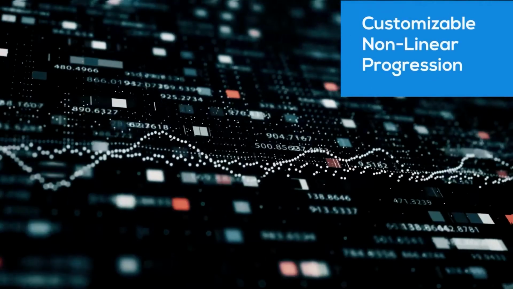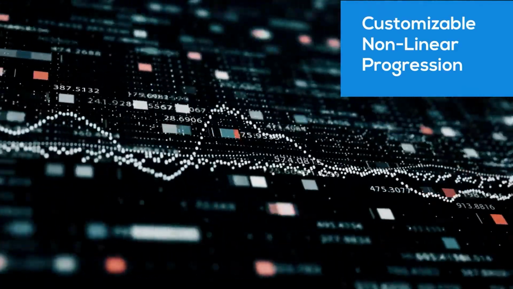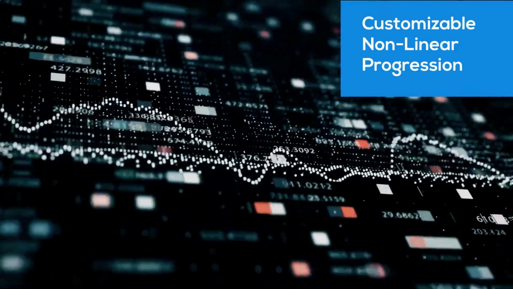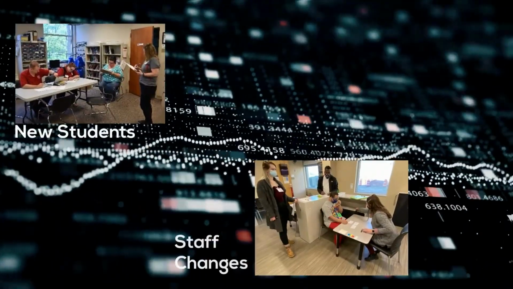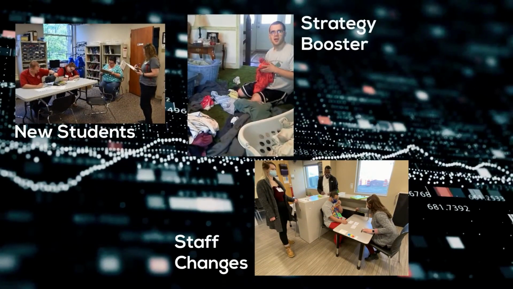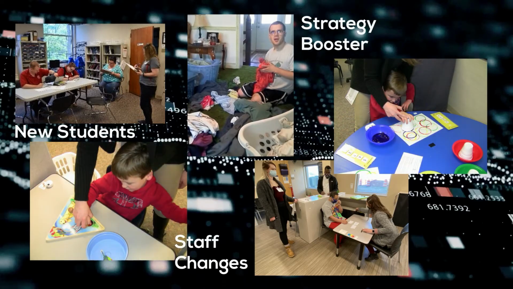However, the progression between units is not linear, and can go back and forth as conditions change. For example, if new students are added to a classroom, staff members change, or certain skills or strategies lose effectiveness, previously mastered topics may be revisited or bolstered.